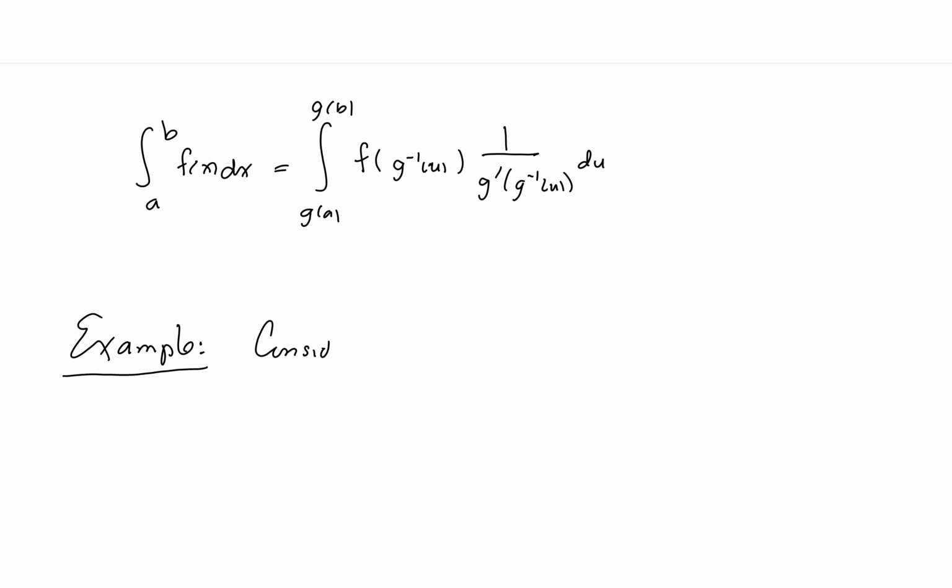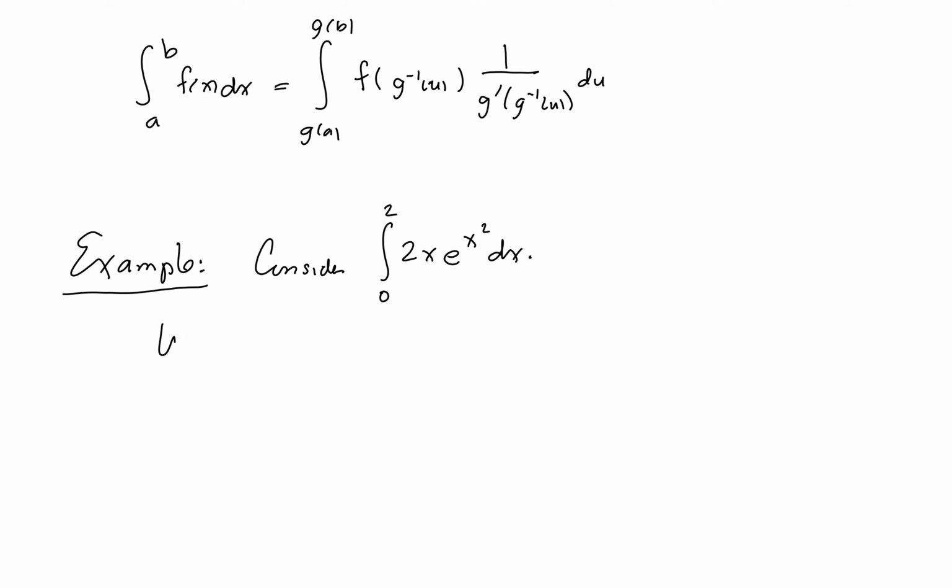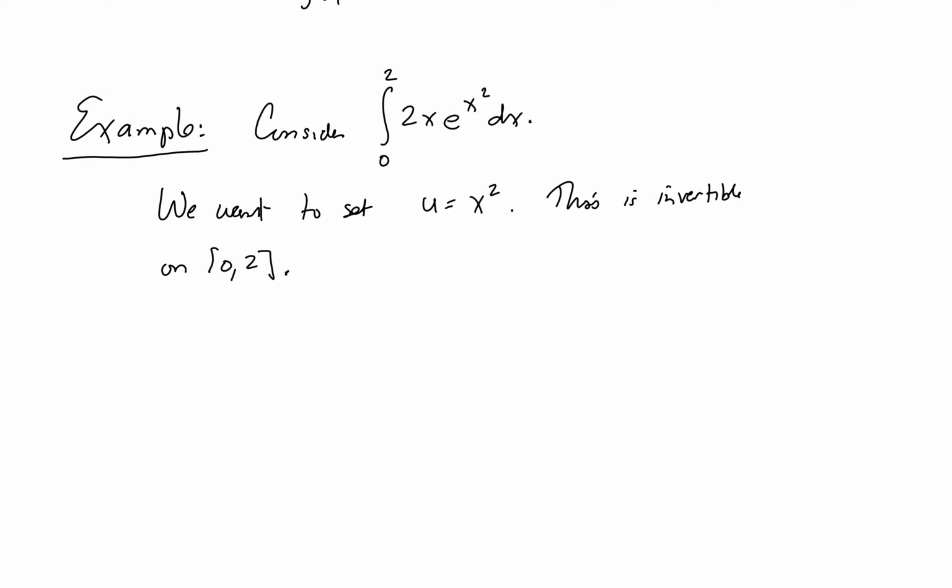So let's consider the integral from 0 to 2 of 2x e to the x squared dx. And now what I'd like to do is set my u to be x squared here. Well, notice this function is invertible on the interval from 0 to 2. So if I would have gone from -2 to 2, this wouldn't work because it wouldn't be invertible and we wouldn't be able to use this new framework, which is fine. We know how to do this substitution anyways. This is just to show we can phrase it in this language, even though we would never want to do that.